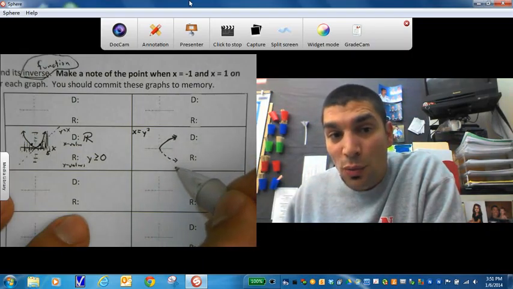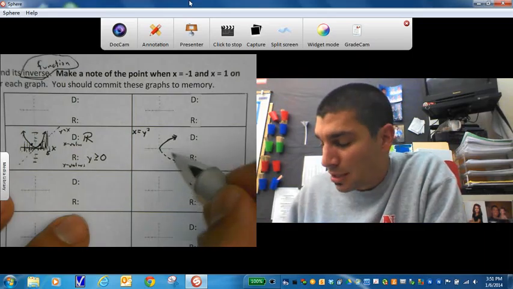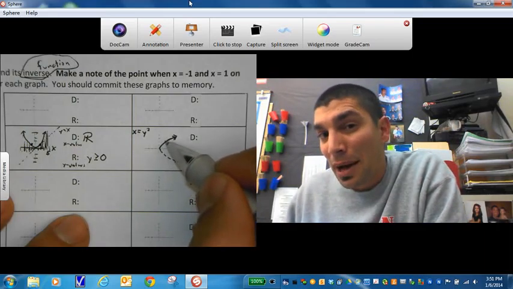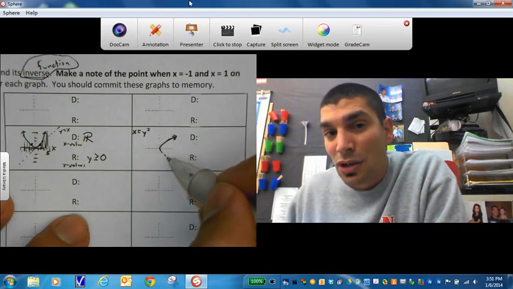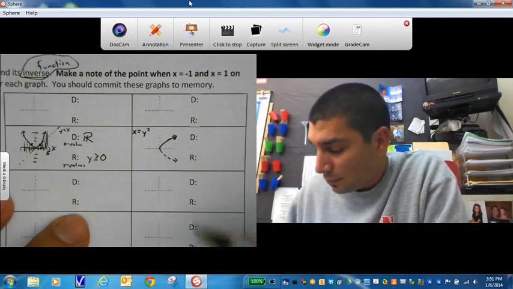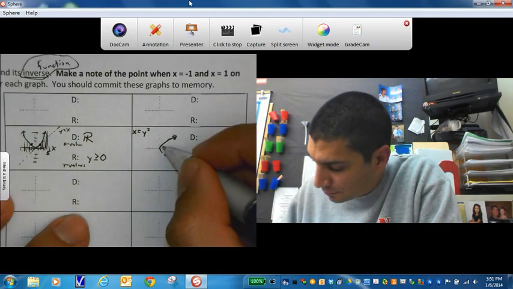So what I want you to do is if you ever have an inverse that is not a function, you're going to graph half of it, the positive values, with a solid line and the negative values with a dotted line, like so. At x equals 1, I have this point.